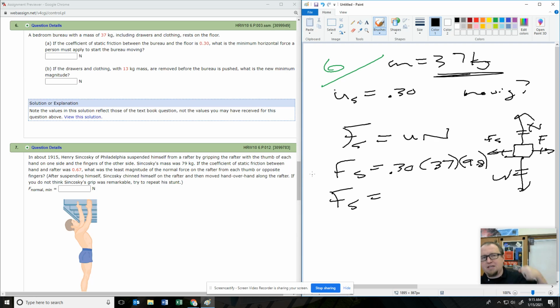Now we remove 13 kilograms. This number is going to get smaller. We're going to have a smaller mass to use.